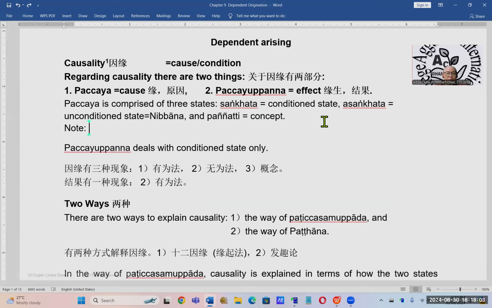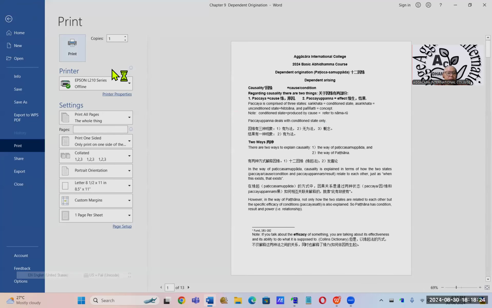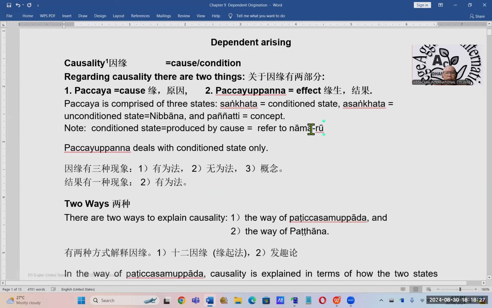Right, so this is produced by cause. What does it mean? It normally refers to our nama rupa. So what is beyond the nama rupa? Of course, it is not having any nama rupa, not related to nama rupa. We call it the unconditioned state, because nibbana, so far we say, is not produced by any cause. Any cause means anything to do with nama rupa.